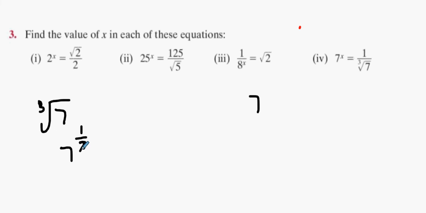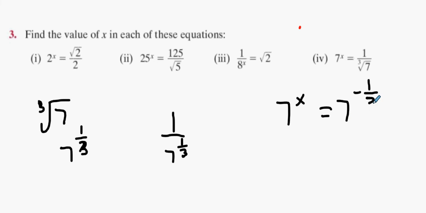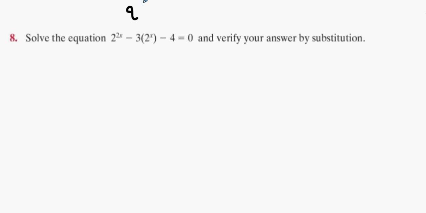Okay, now Louis, what is 1 over 7 to the power of a third? Yes, it is. And then what then? Cool. Alright. Now, that's question 3. This is question 8. Have I ever asked you to solve anything like this before?